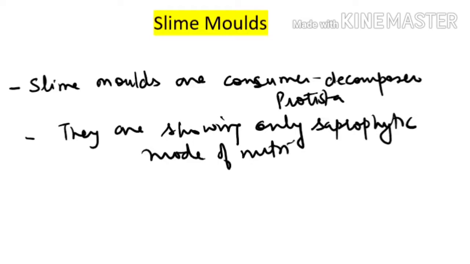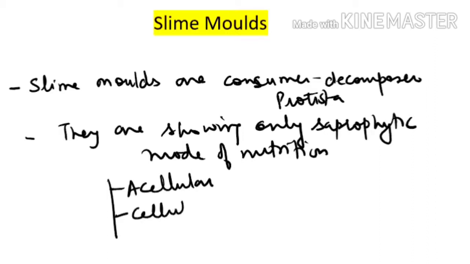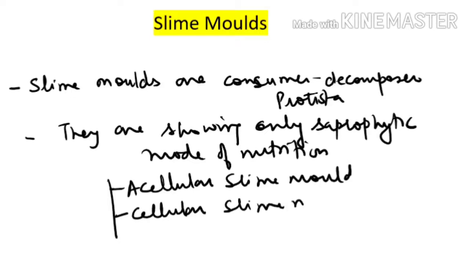Now, slime molds can be of two types. They can be acellular slime molds or cellular slime molds. So two types of slime molds are there. Now we will study one by one how we differentiate these two types of slime molds.